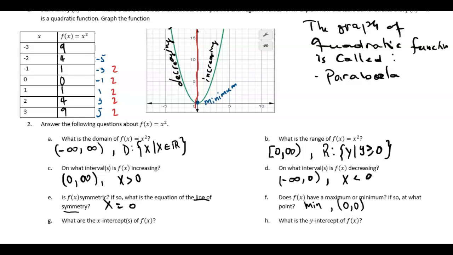Now, it's asking what are the x-intercepts of f of x. So in this case, the x-intercept is wherever the graph crosses or touches the x-axis. And we have to make y zero. So in this case, the graph is touching the x-axis at zero. So your x-intercept will be 0, 0. That's that point right here. Okay. That's your x-intercept, and also your y-intercept is 0, 0.